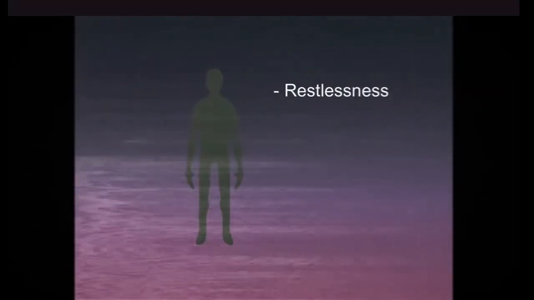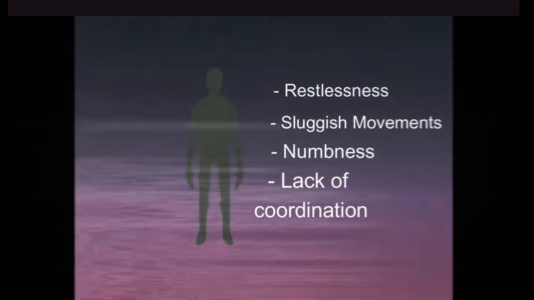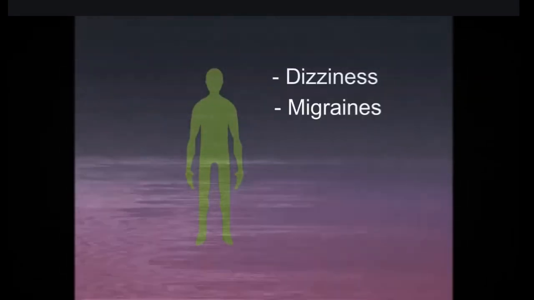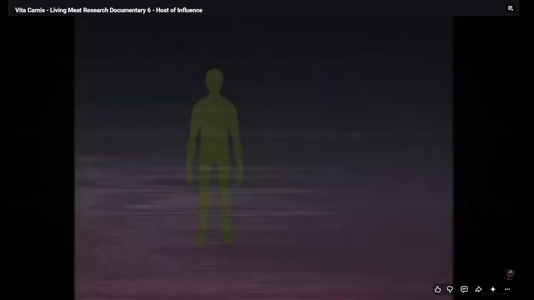The first symptoms that appear are restlessness, sluggish movement, numbness of joints, and lack of coordination. Then more serious symptoms appear over time. These include dizziness, migraines, impaired speech, and trembles. If you, or someone you know, show these symptoms, contact poison control or emergency services.